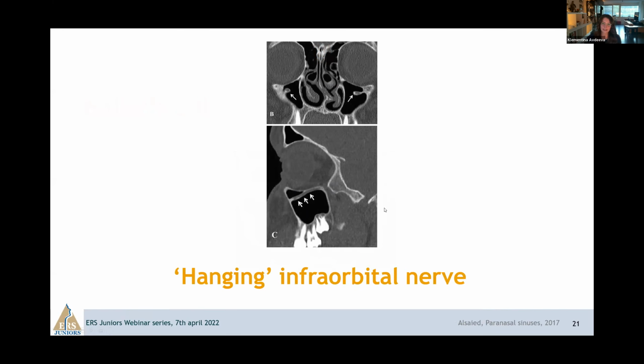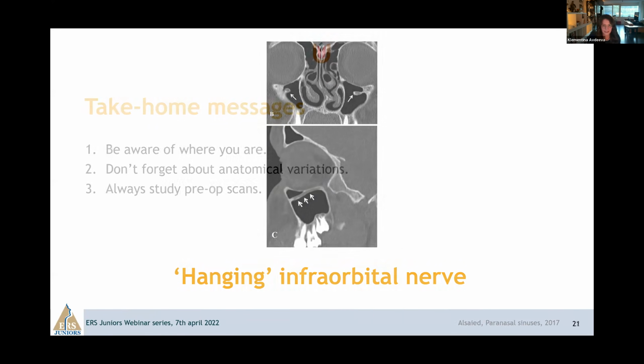And the last but not least anatomic variation that I wanted to pay attention to is hanging infraorbital nerve. Because when you're performing polyp surgery, you usually do quite a lot of things with a shaver. And when it's hanging, you really want to be more careful with shaving off the polyps in the maxillary sinus.